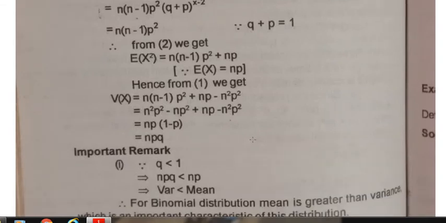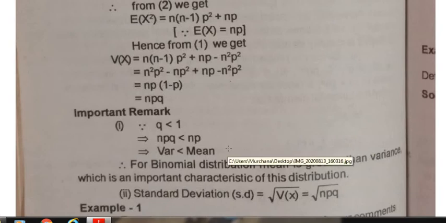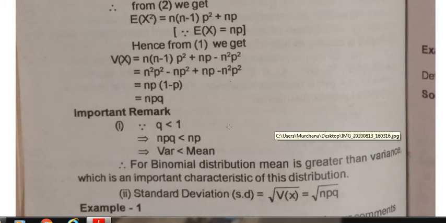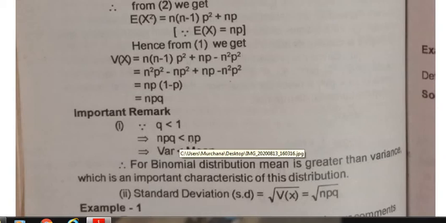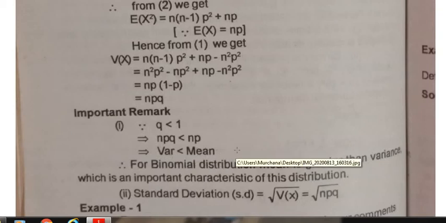There is an important remark. We know that p plus q is always 1. Therefore, q is always less than 1. And if we multiply np on both sides, we get npq less than np. And npq is the variance of the binomial distribution, and np is the mean of the binomial distribution. Therefore, we get variance less than mean. That is, we can say that for the binomial distribution, mean is greater than variance.